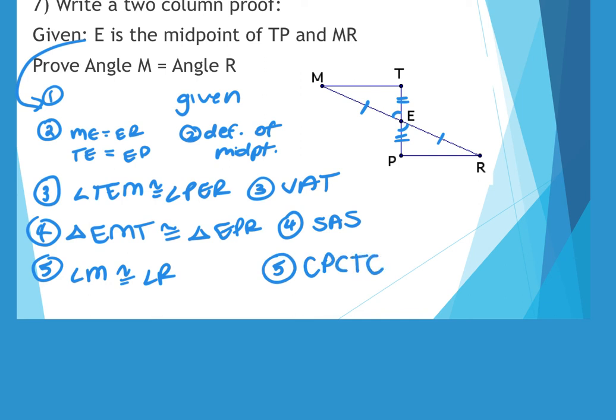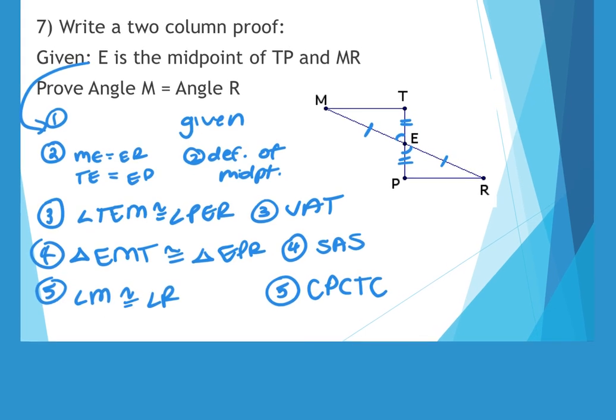CPCTC. I used a different angle, like I used MTE as my angle. How, though? Because after you prove they're congruent, you don't know that yet. Okay. So there's no alternate interior angles because there are no parallel lines there, so you couldn't use anything else.